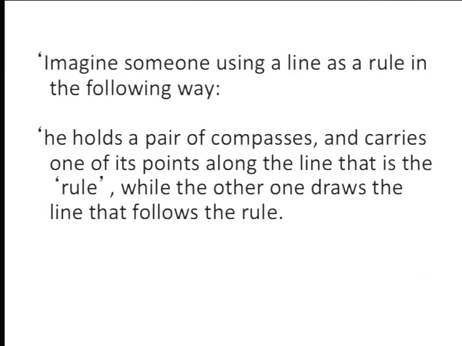Imagine someone using a line as a rule in the following way. I think what you've got in mind here is something like this. You've got a line here, and you've got a pair of compasses. Is this right? You don't have to tell me. I think this is something like a compass. There's maybe a pencil here, and a spike here. That's a compass, yes. So you put the spike along here, and you put the pencil along here.